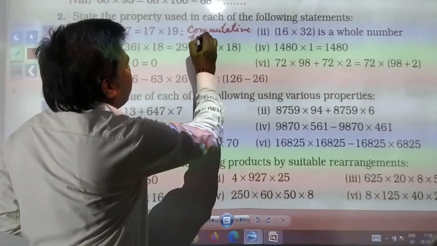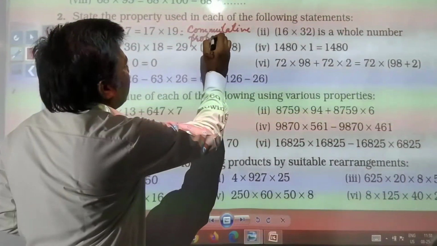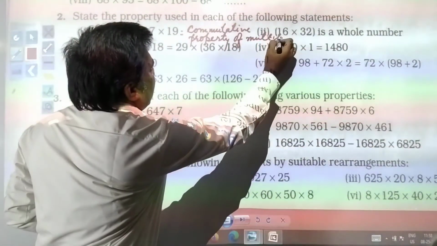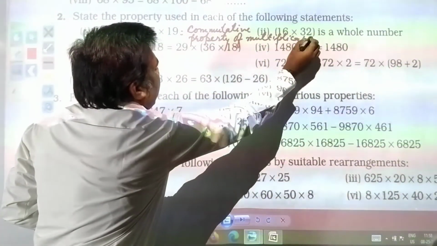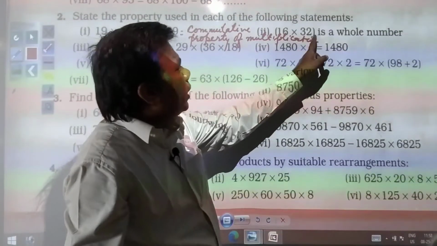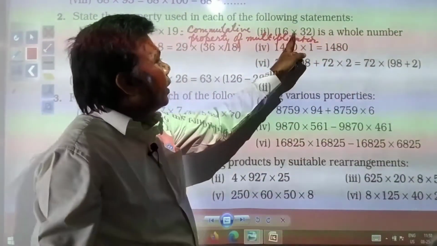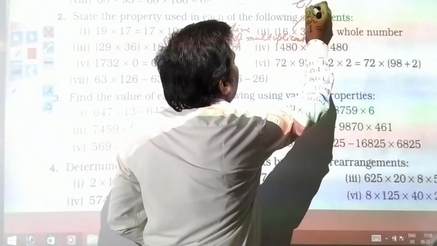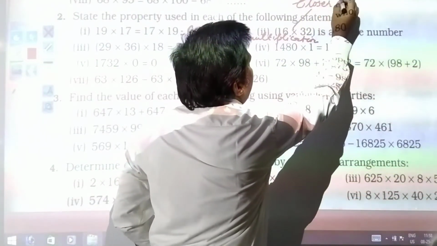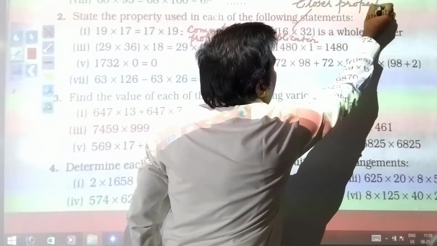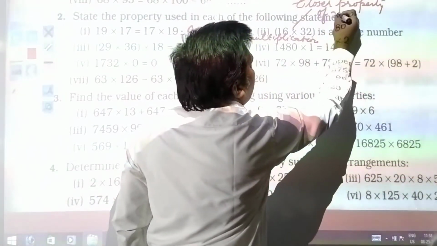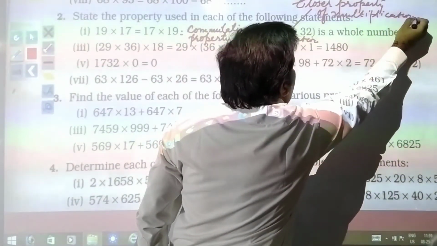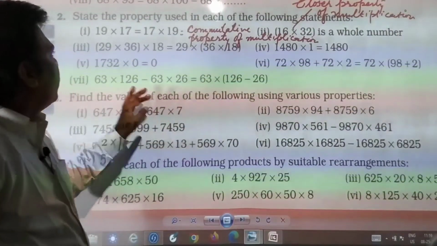Commutative property of multiplication. This is required to be written. Then you have next 16 into 32 is a whole number, that is the very first property, and that is closure property. Closure property of multiplication. In proper way in notebook, that is required to be written.